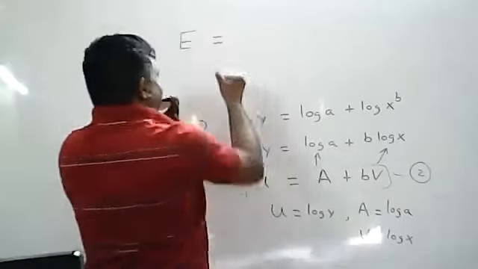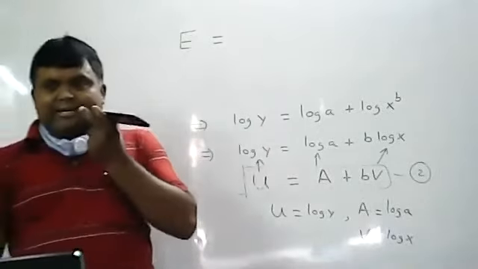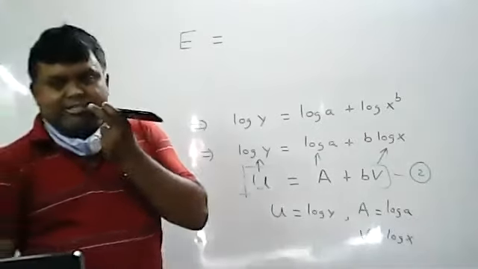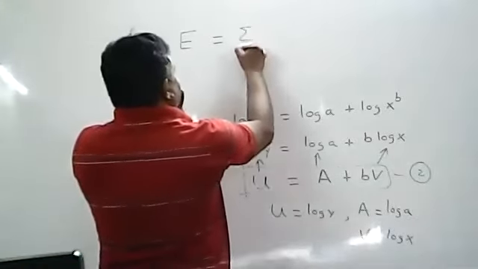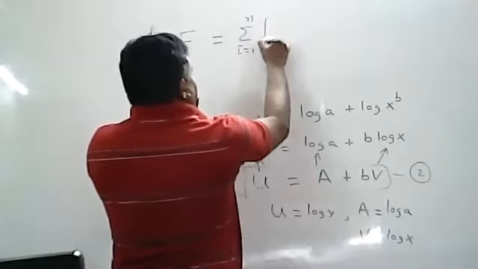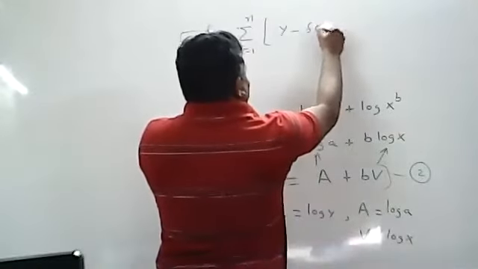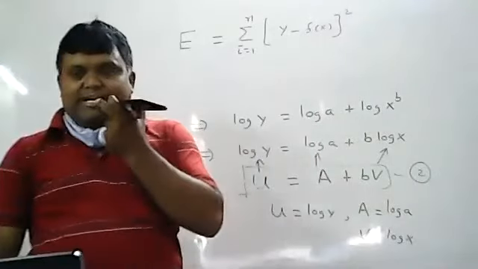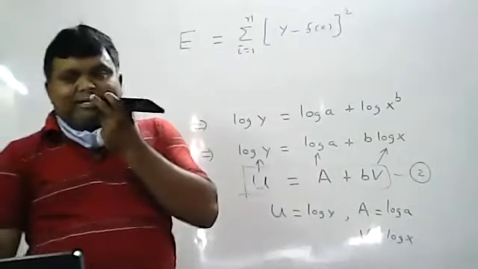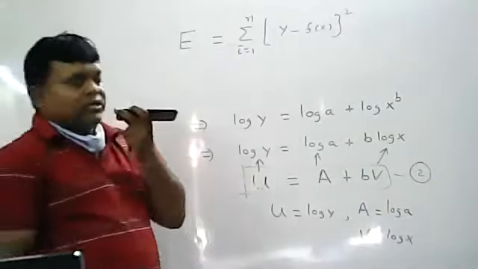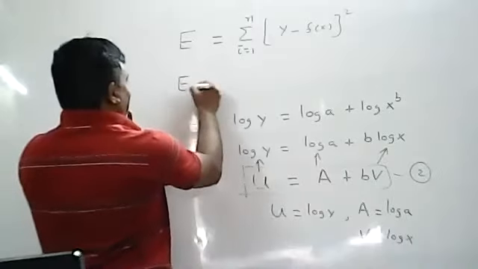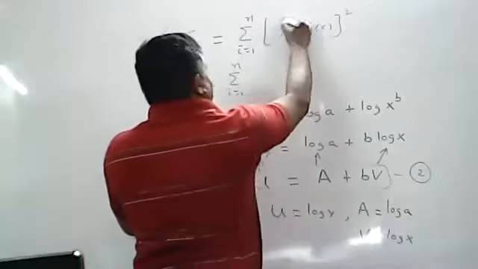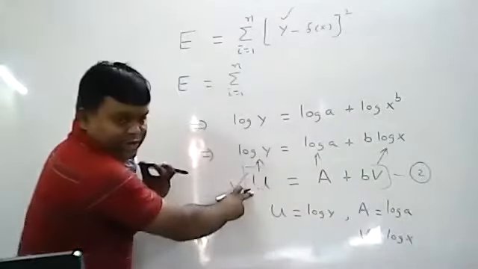Capital E equal to. E formula all of you know, you have already done 2 derivations. What is the E formula? E equal to summation i equal to 1 to n, y minus f of x whole square. This is the E formula. Therefore E equal to summation i equal to 1 to n, and in place of y, what we have? In place of y, we have u.